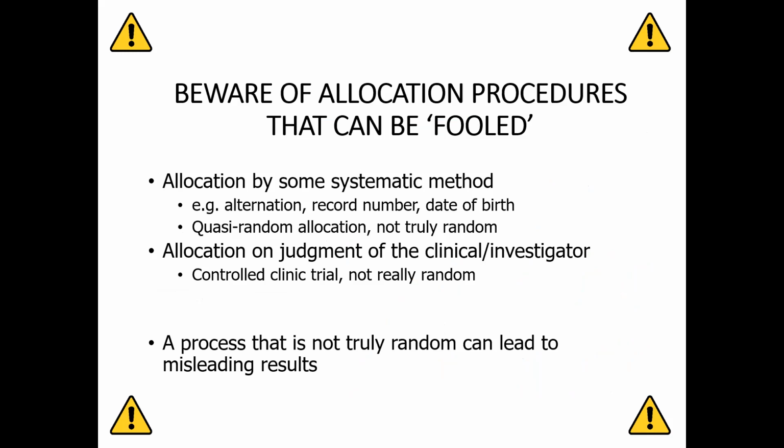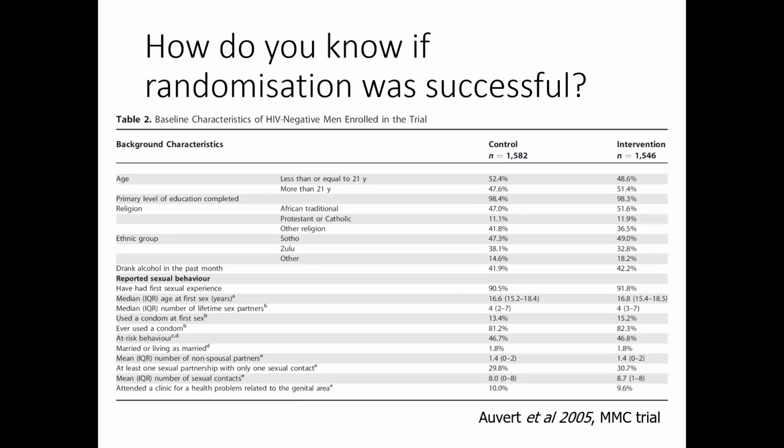As we said, allocation by systematic method: if you alternate between people, or if people born in this year go to the intervention, this is not true randomization, and it may seem very minor, but it can bias your results. So if you're going through the effort of randomizing, do it properly. The reason you have these tables is to show that the intervention and control characteristics are very similar. This is not interesting as such, but it's basically a proof of good randomization.